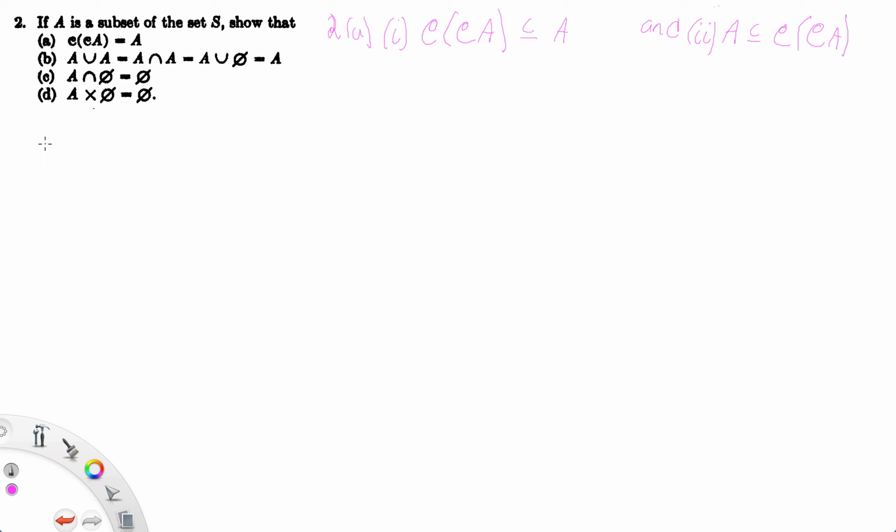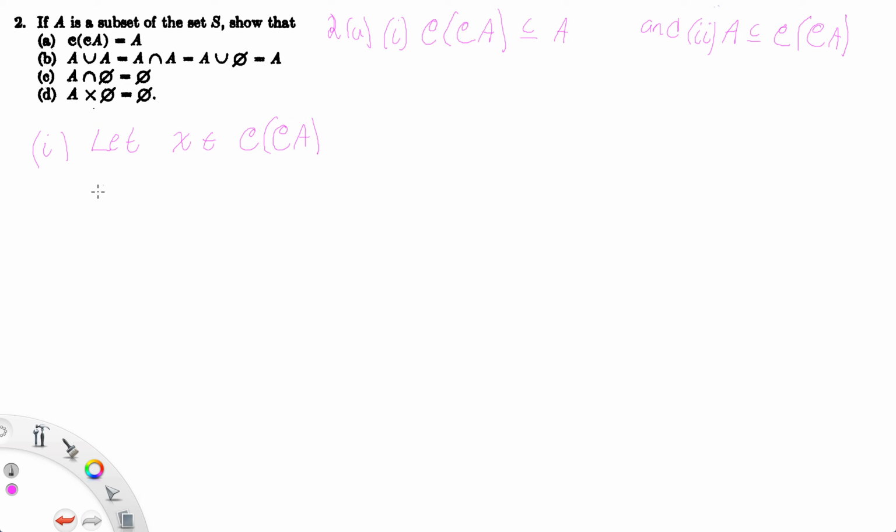So starting with 1, to show that the complement of the complement of A is a subset of A, we have to show that any arbitrary x, if it lies in the complement of the complement of A, then it must also be in A. So let x be in the complement of the complement of A.